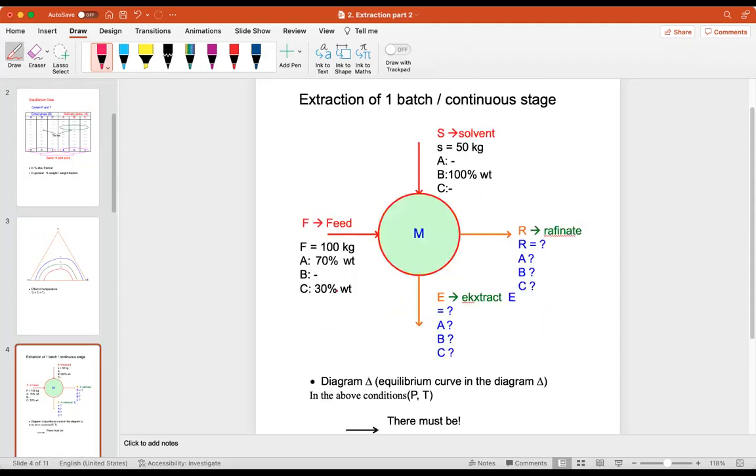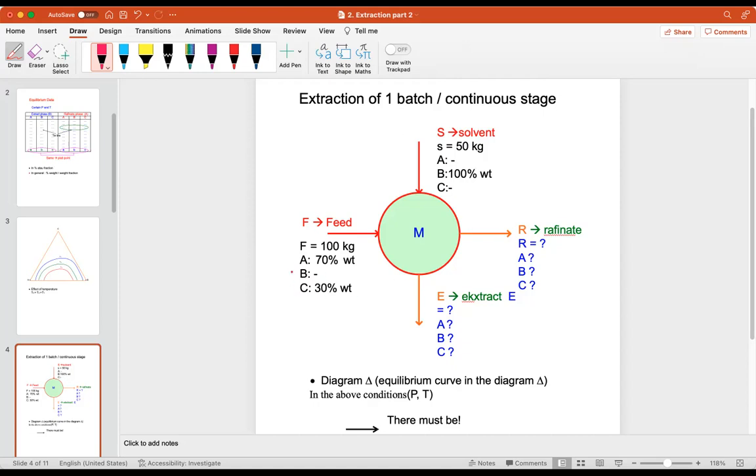Okay, now let's have a look. This is maybe a topic of the quiz for next week. We want to find the mass balance of an extraction of one batch. Okay, it's almost 11 o'clock, but that's fine. So let's say we have a feed which is 100 kilogram, and the composition is 7% A by weight, and there is no B, of course, because there's no solvent at the time, and C. So C is the solute.